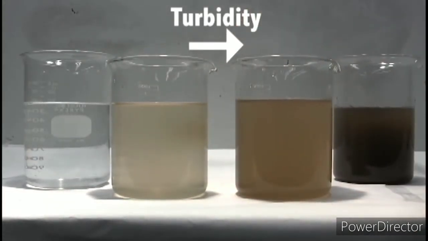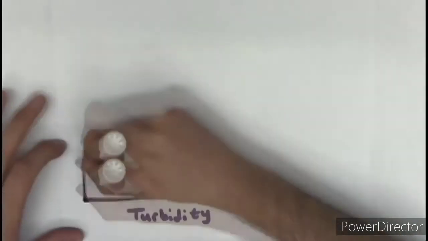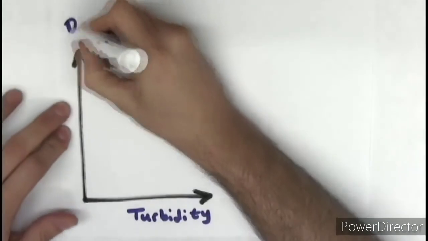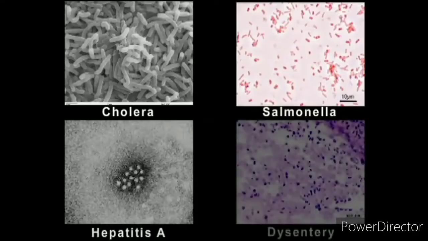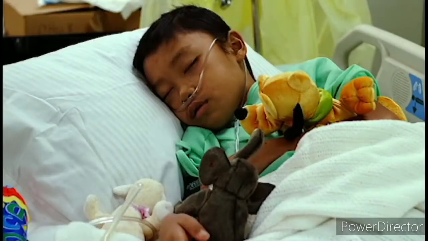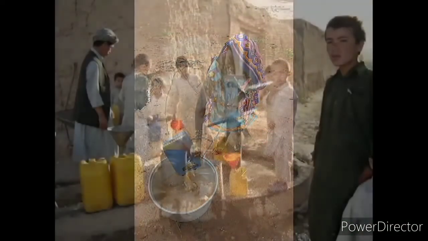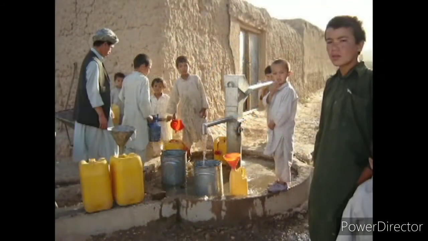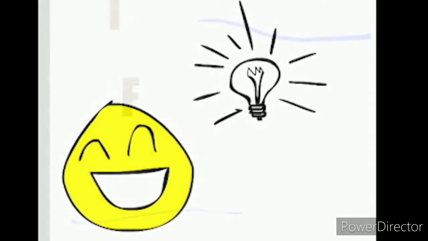It is arranged in increasing order of turbidity. Could you see in this diagram? You can see over here. And there is a relation between turbidity and the risk of diseases, right? If there is more turbidity, there is more risk of diseases. Because of this water you can get diseases like cholera, E. coli, and hepatitis, and most importantly this is a very high risk for children.